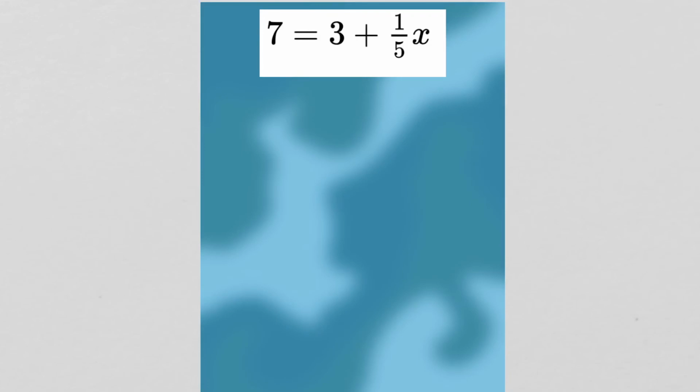So one more problem I do want to work is with the fraction. We want to still get this x by itself, so I need to subtract 3 from both sides. When you do that on the right side, remember it cancels out. 7 minus 3 gives us 4, and it's equal to 1/5 x.